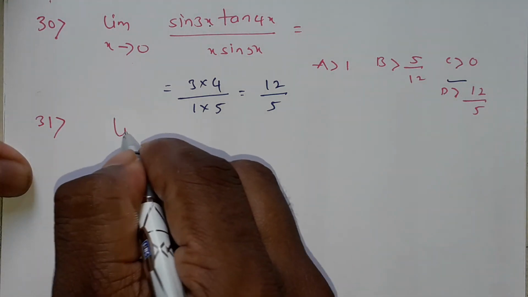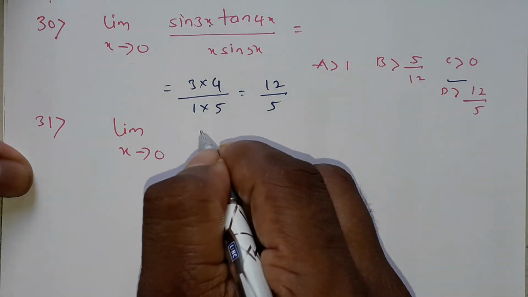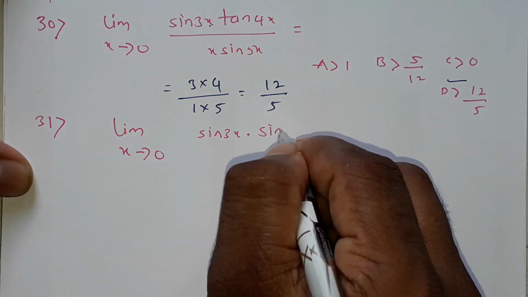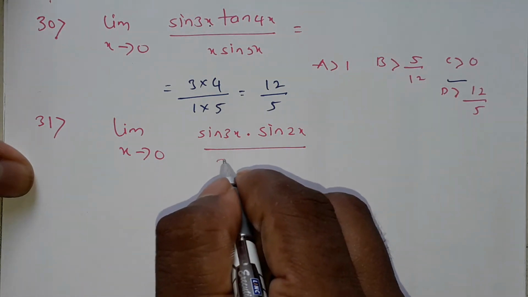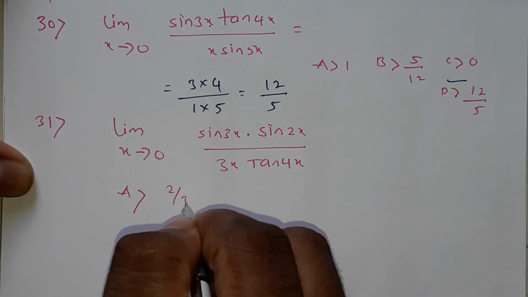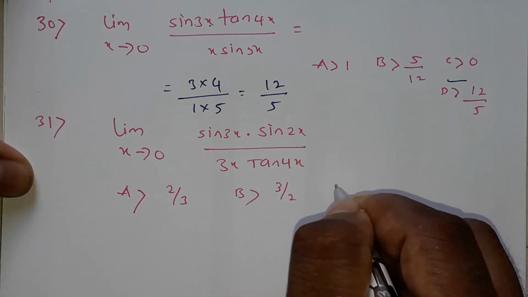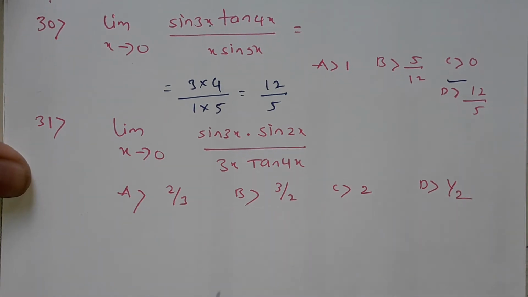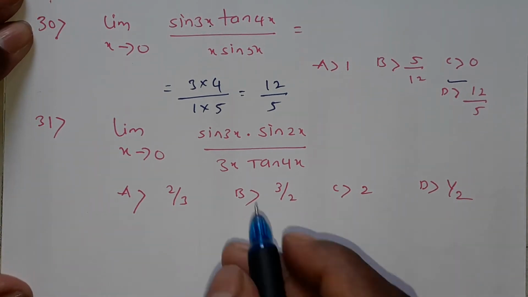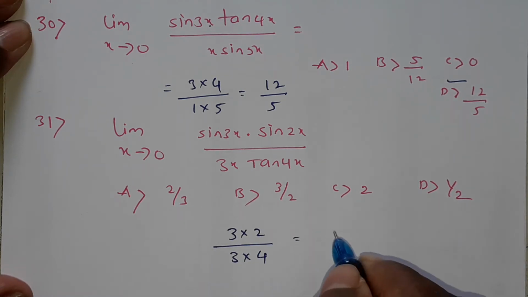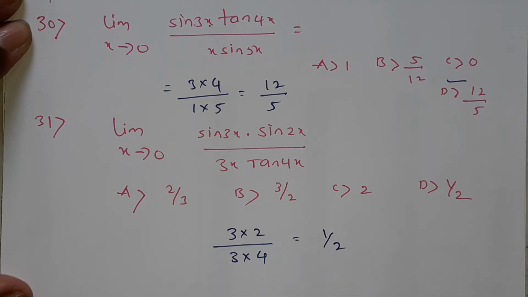31. సేమ్ సిమిలర్లీ limit x extends to 0 sin 3x into sin 2x by 3x into tan 4x. Option A is 2 by 3, option B is 3 by 2, option C is 2, option D is equal to 1 by 2. సింపుల్గా చూడండి. సేమ్ అన్ని మల్టిప్లైలో ఉన్నాయి కాబట్టి ఇక్కడ కోఎఫిషియంట్ ఈజ్ 3 into 2 by 3 into 4. Your answer is 1 by 2. 3 3 get cancelled. 2 1s are 2, 2 4s are 8, 1 by 4... answer 1 by 2.